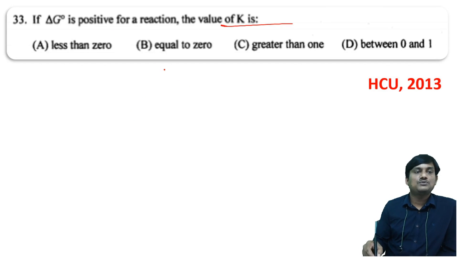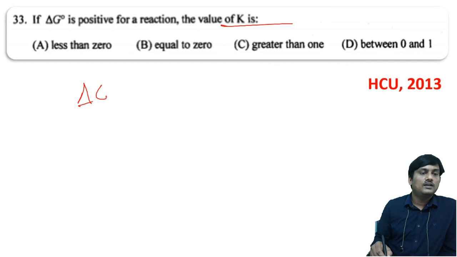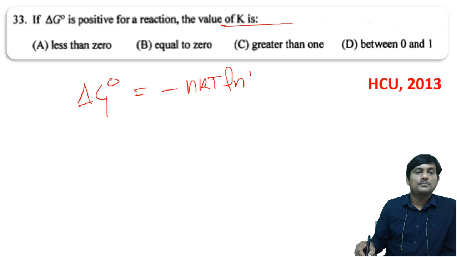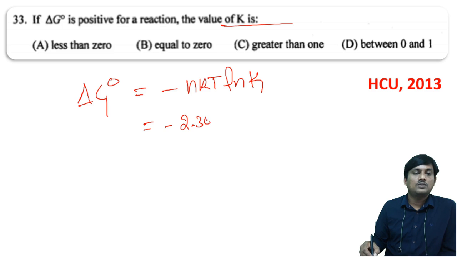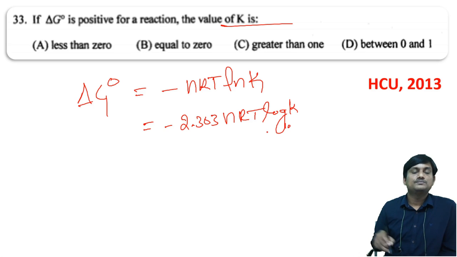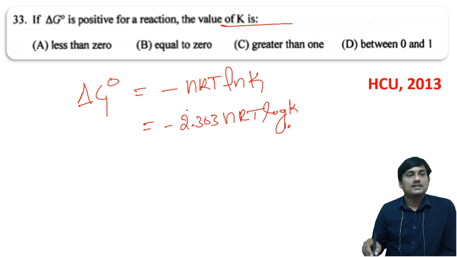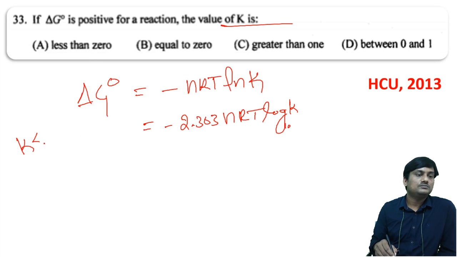If delta G naught is positive for a reaction, the value of K is? What is the relation between delta G naught and K? Delta G naught is equal to minus nRT ln K, or you can write minus 2.303 nRT log K base 10. Suppose less than 0, K less than 0.